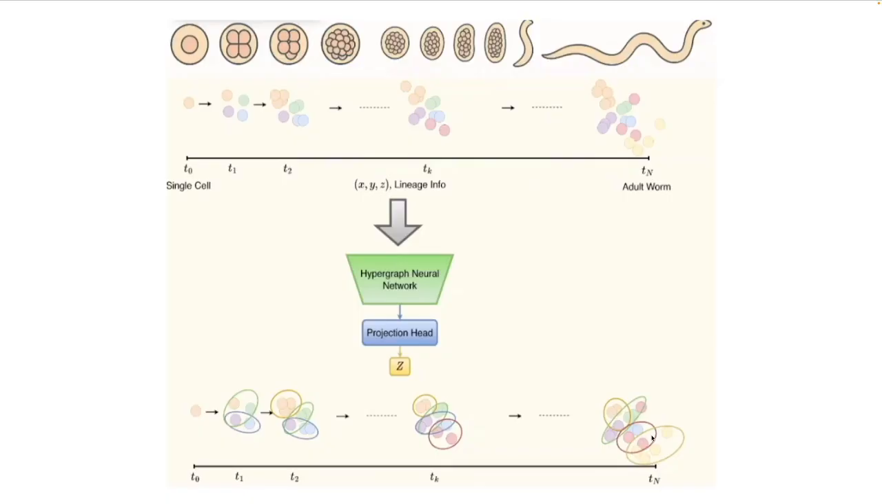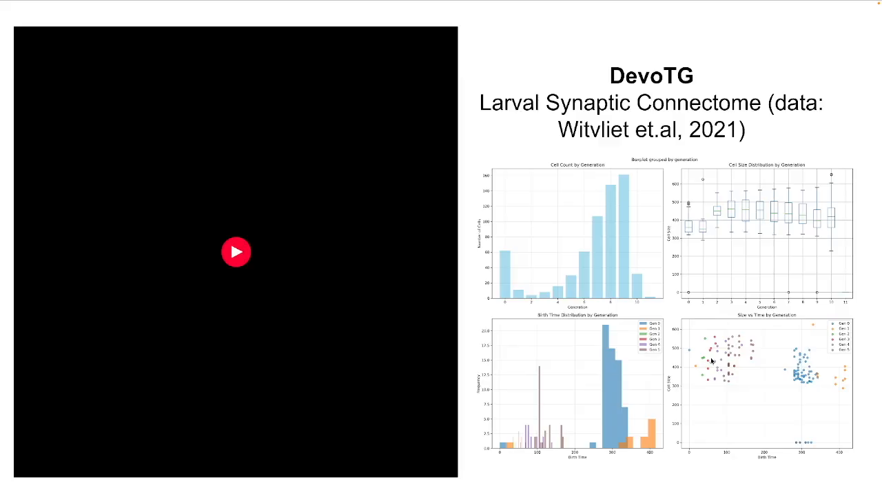And you can see over time that this connectivity changes, that you get a more complex connectivity over time as you move towards the adult worm. This is moving to Jayadratha's work on DevoTG. This is the larval synaptic connectome that he's going to be looking at.